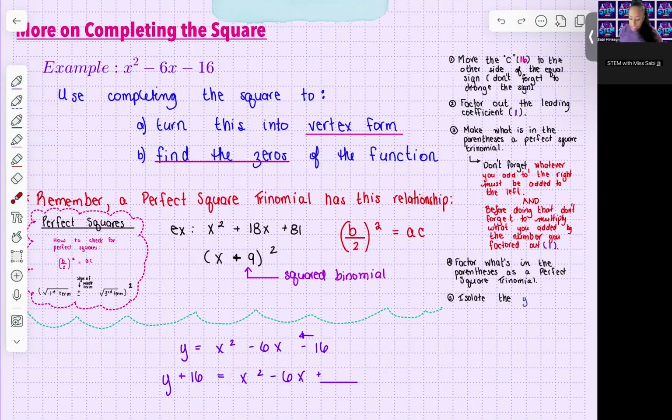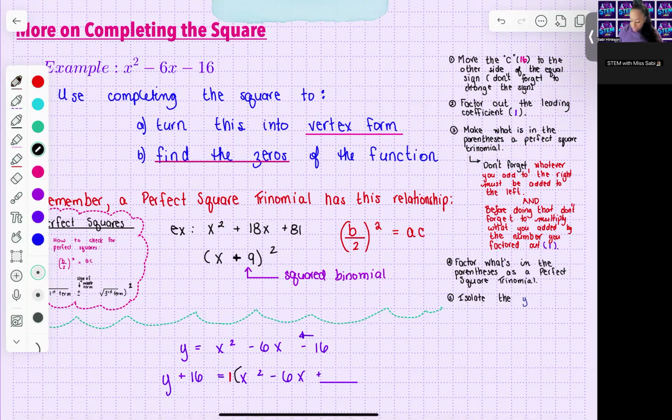But in this case, I don't have to do that because I have a 1 there, okay? So that is that step, factor out the leading coefficient. Make what's in the parentheses a perfect square trinomial. So there are supposed to be parentheses because you factored out, but remember, we don't really have any factoring out to do because it's 1. So that's why I had put that space over there.